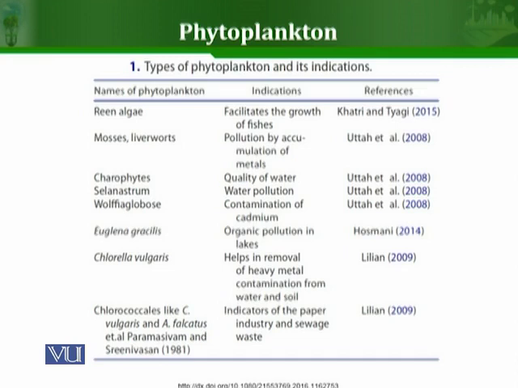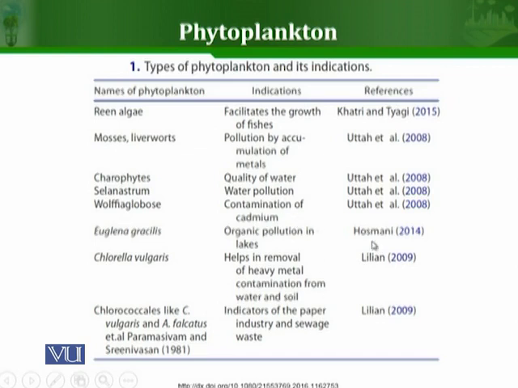Same goes with mosses and liverworts. These can be affected by the pollution of metals. So you can see here we can study different types of phytoplanktons, and these will give us different indications against different parameters, against different pollutants, and therefore by studying these phytoplanktons we can indirectly assess the presence or absence of these indications in their environment.